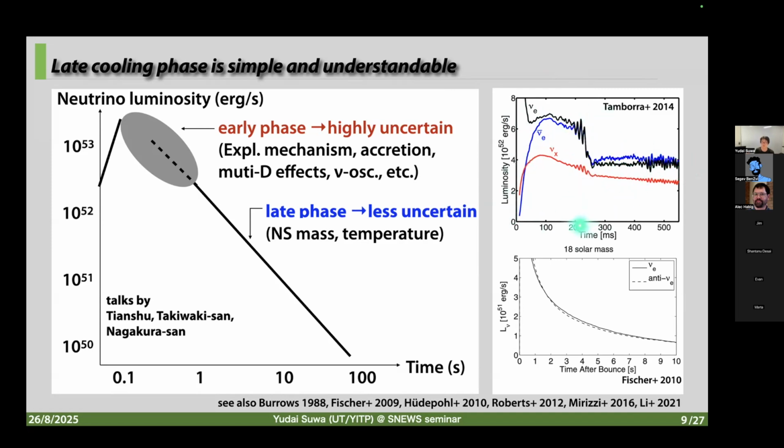So it's really complicated. When we look at a later phase here, about several seconds after the core bounce, these curves are really simple. And also we can see the flavor dependence is already gone. So nu_e and anti-nu_e have almost identical luminosity evolution. That means the situation becomes much simpler, and we can make some simpler model or analytic model within this time scale. This is what we are now doing.